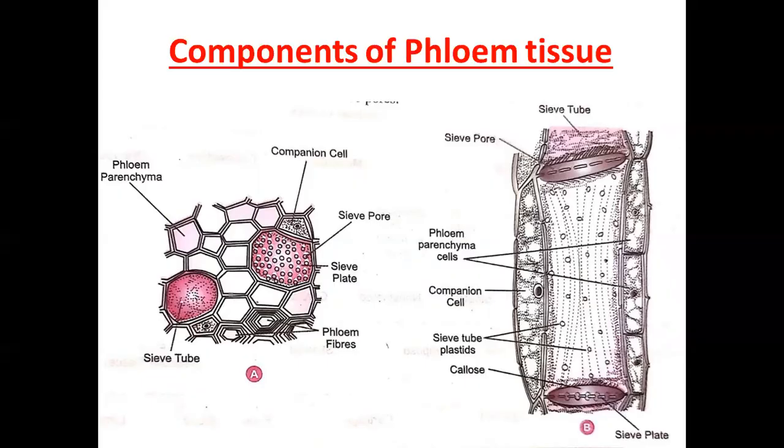Basically, sieve tubes are long tubular structures composed of elongated sieve tube elements placed one above the other, forming a continuous tube. The end walls of sieve tube elements are called sieve plates. You can see in the diagram, end walls of sieve tube. This is the sieve plate. The sieve plates are perforated by numerous pores.